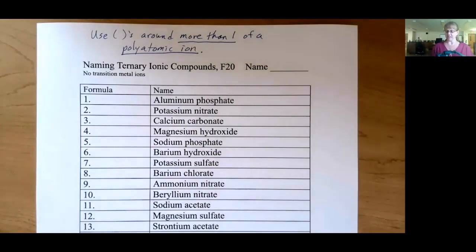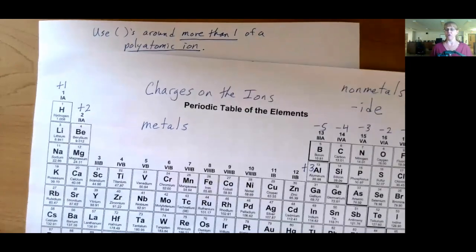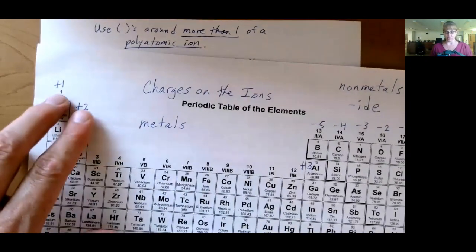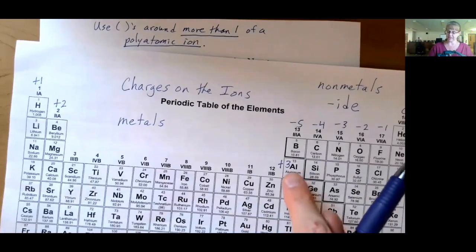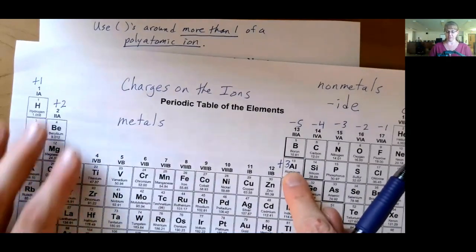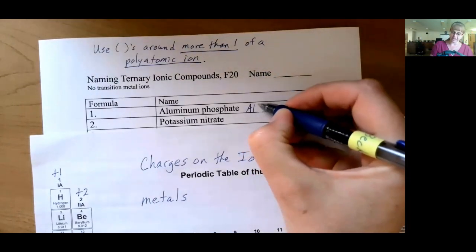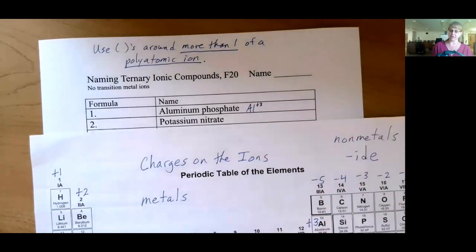First, we need to find aluminum on the periodic table. Remember, the first ion is always positive, so you just need to look through these 2 groups for the positive ions. Oh, well, there's aluminum. So let's write down aluminum has a positive 3.